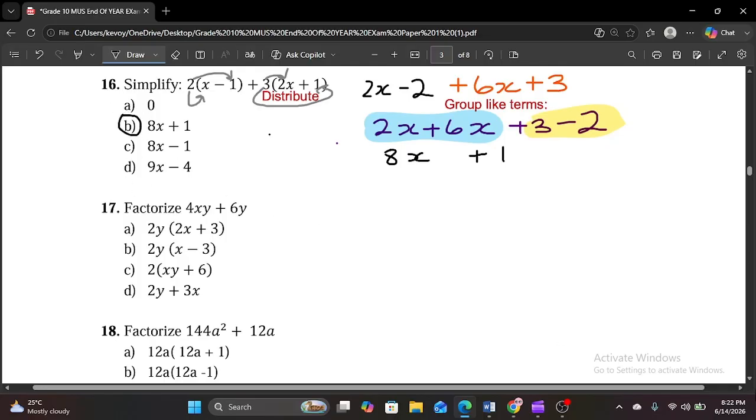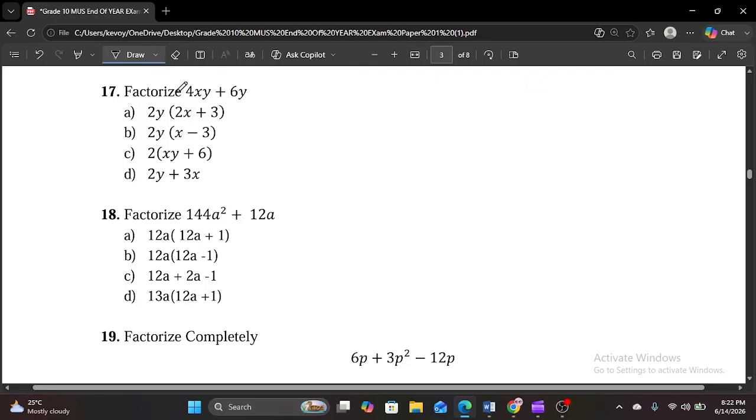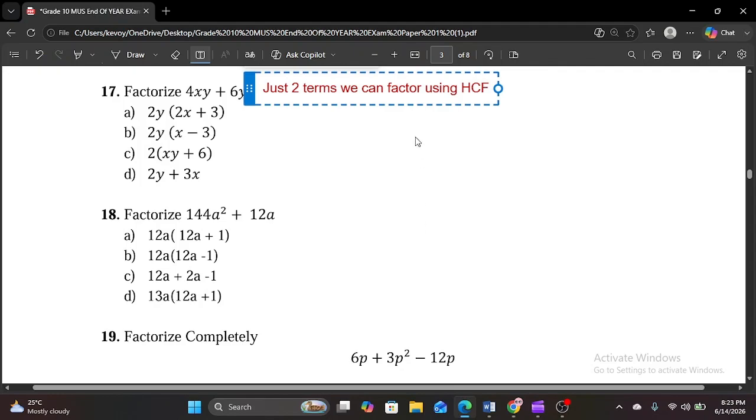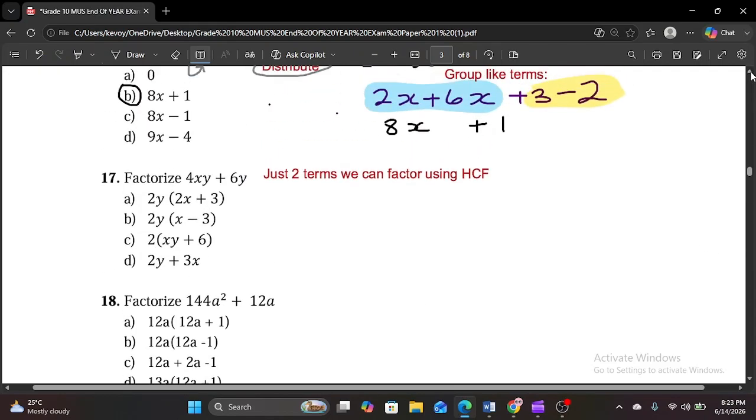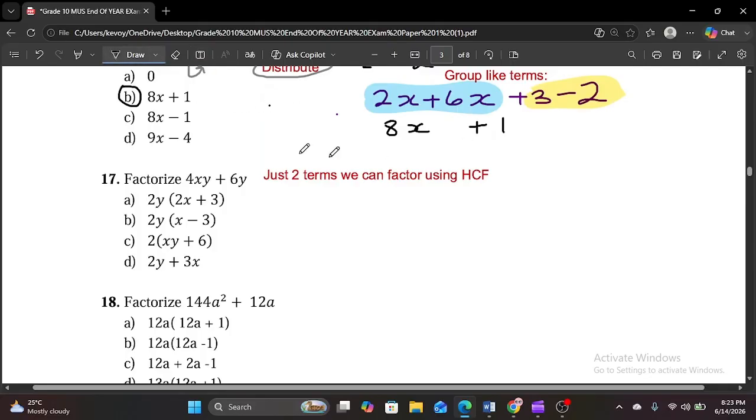So this is our answer right here. It asks to factorize this expression right here. So obviously looking at it, because it's just two terms, just HCF. So we can factor by using the highest common factor. So the highest common factor between these two terms, let's look at the number first. So it's gonna be 4xy plus 6y. So if we look at the numbers first, what's the highest common factor between 4 and 6?